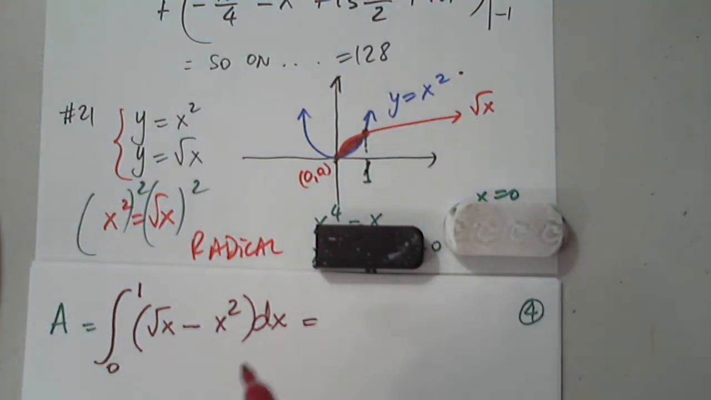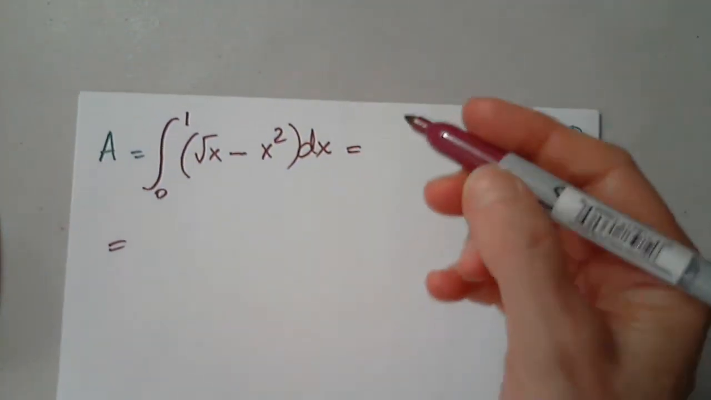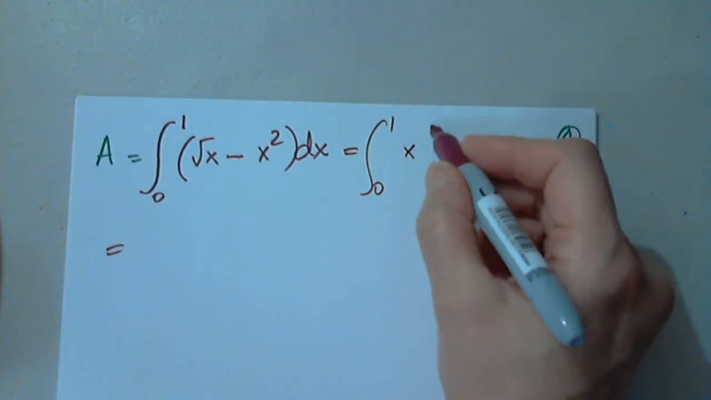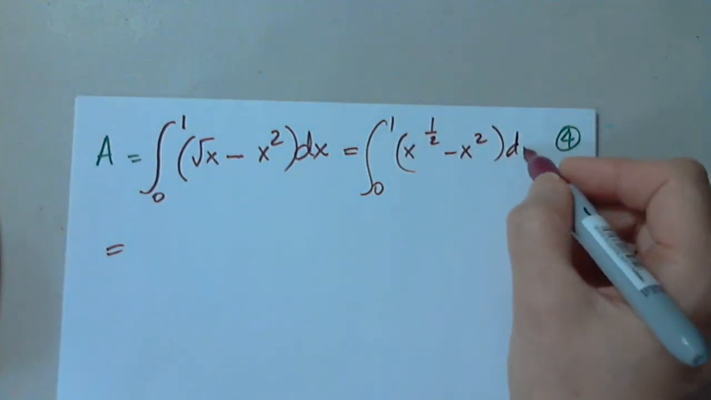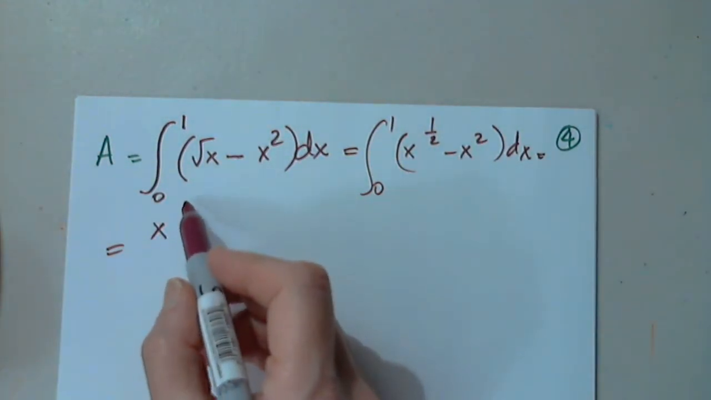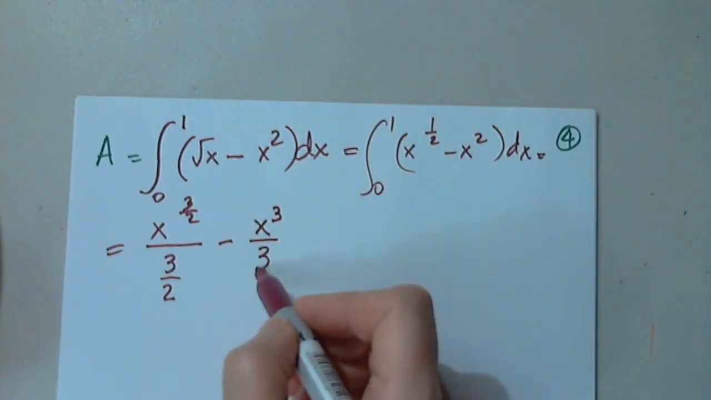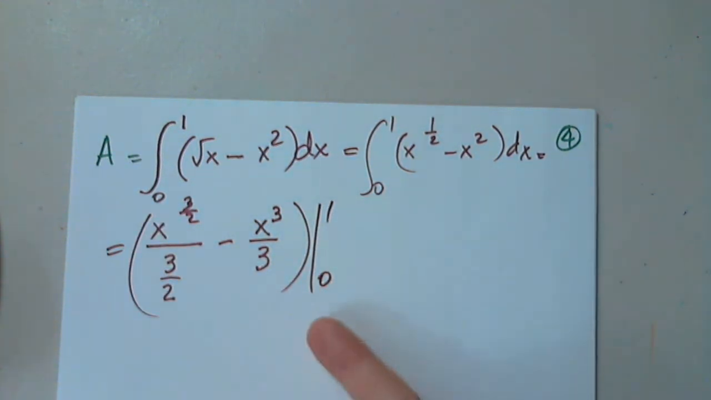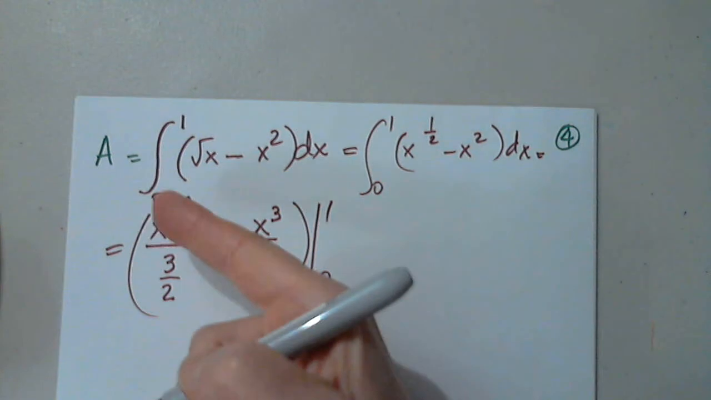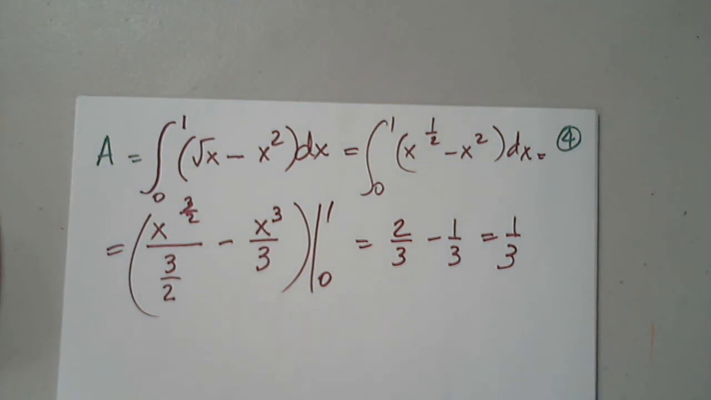So remember, we have to change the square root of x into x to 1/2. That's why we studied those exponent rules at the very beginning. The integral from 0 to 1 of x to 1/2 minus x squared dx. So then x to 1/2 plus 1, which is 3/2, over 3/2 minus x to the third over 3, from 0 to 1. Luckily, I don't have to plug in 0. I will only plug in 1. So this is 2/3 minus 1/3, which is 1/3. Any questions on this?